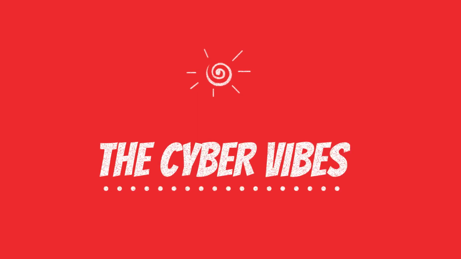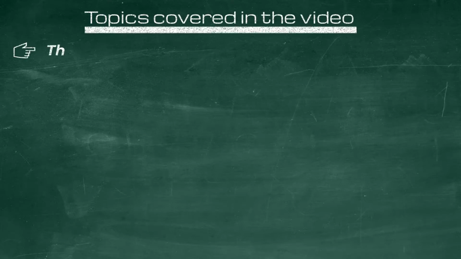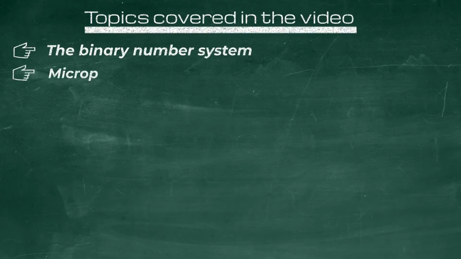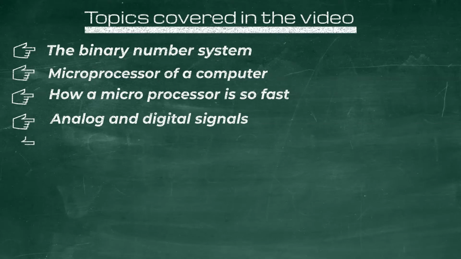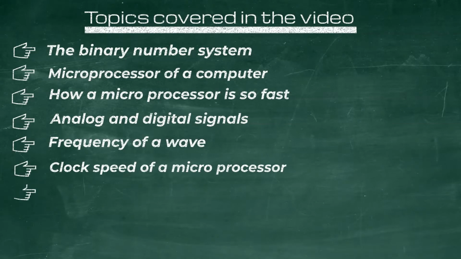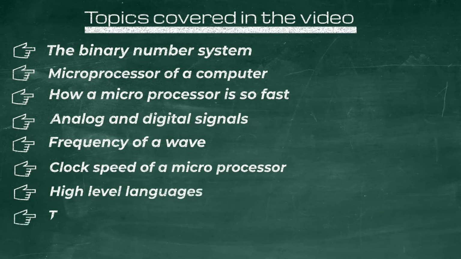In this video, I would be discussing the binary number system, the microprocessor of a computer. How a microprocessor becomes so fast. What are analog and digital signals? What is the frequency of a wave? The clock speed of a microprocessor. High-level languages, the compiler and so on.